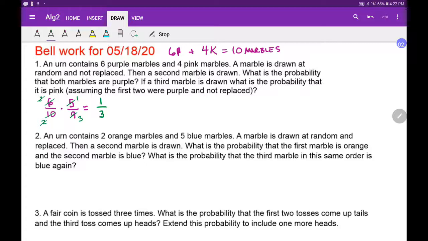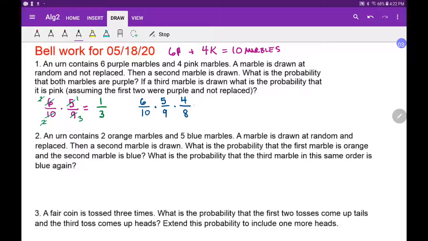Okay, so if a third marble is drawn, what is the probability that it is pink, assuming the first 2 were purple and not replaced? Okay, so let's do this again. Just to be clear, I don't want to take any shortcuts. These are the first 2 probabilities. Now, the last probability, I've only got 8 in there because I took the first 2 out. And how many pink are there? Well, none have been taken yet, so there's 4 pink left to be taken.